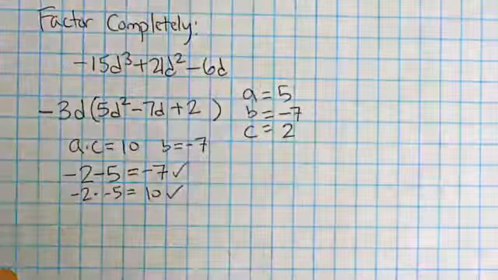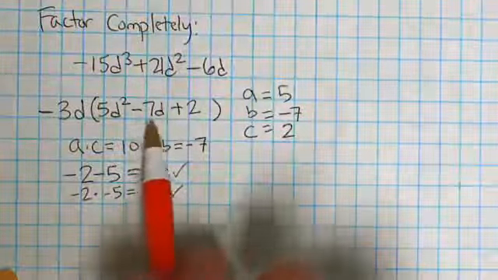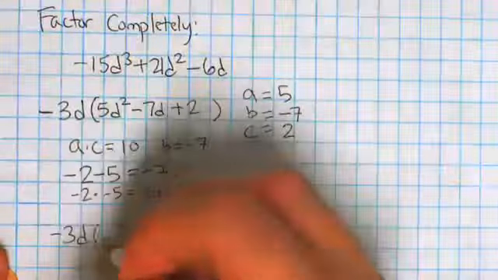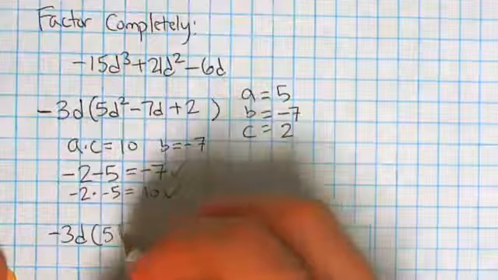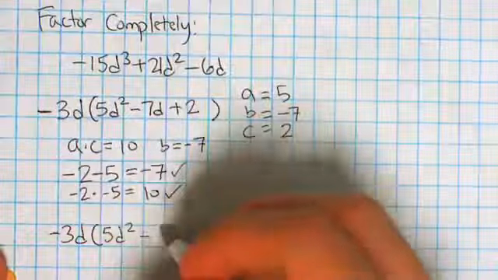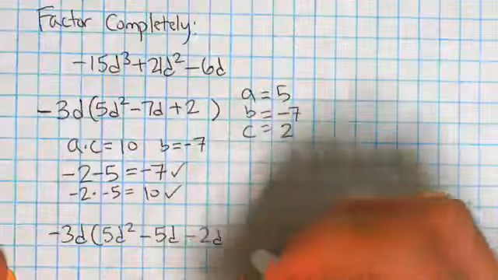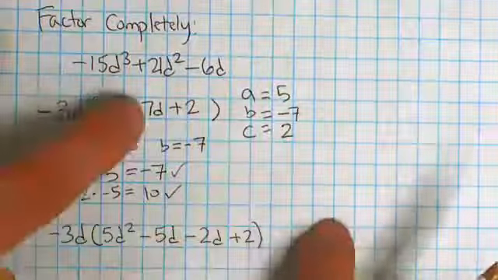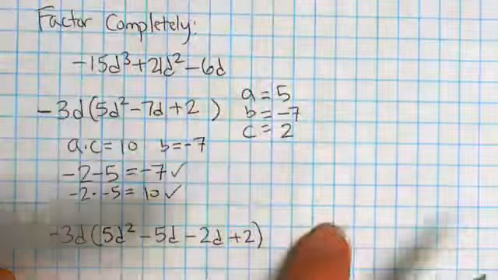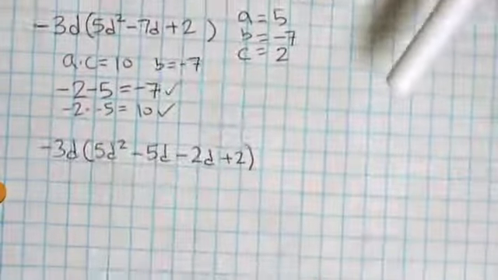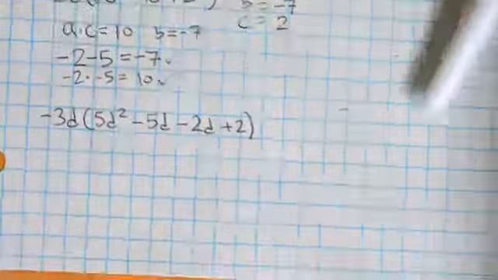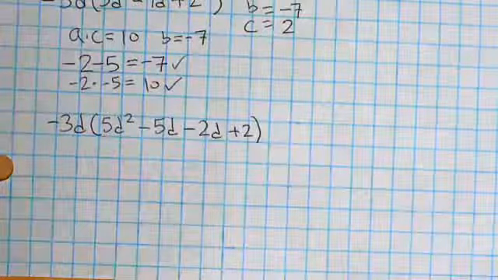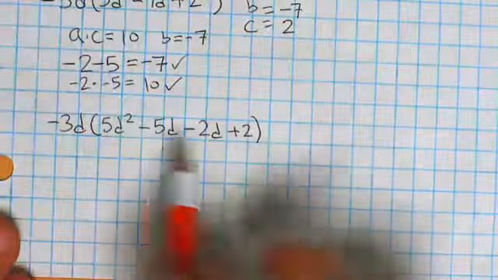And now we need to go ahead and disassemble our -7d on the inside of our parentheses. So we still have our -3d hanging out on the outside of the parentheses. We still have 5d squared. But now we have a -5d and a -2d plus 2. So the plus 2 is still the same. The only thing that's changed is our -7d has become -5d and -2d. And as we continue to work through this, we must now factor out our stuff using each pair that we have.